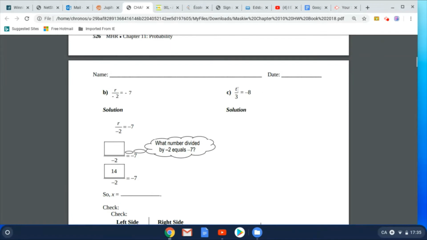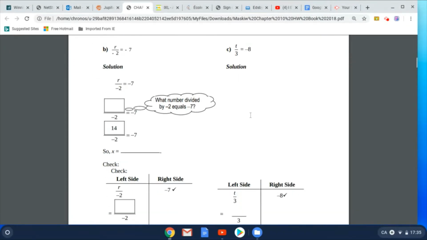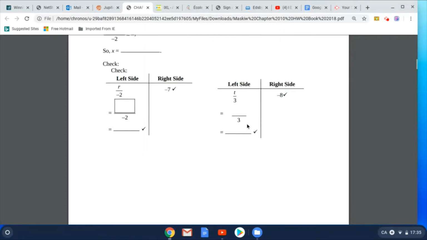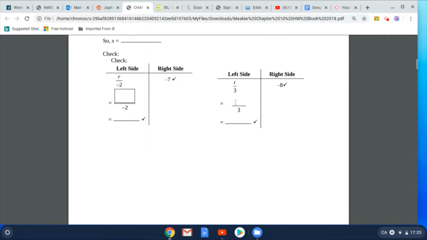So you can do the same thing over here. What number divided by 3 equals negative 8? Well, I know that negative 24 divided by 3 is negative 8. So my answer would be t equals negative 24. And if I go and put that in here, negative 24 divided by 3, I will get negative 8.